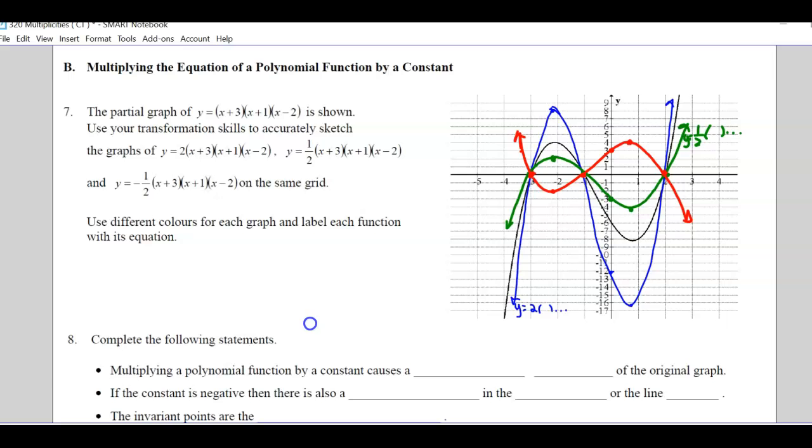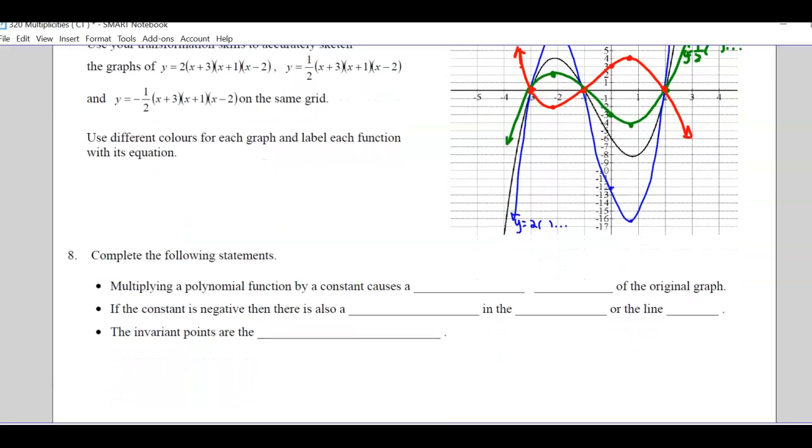Right, so complete the following statements. Multiplying a polynomial function by a constant causes a vertical stretch of the original graph. If the constant is negative, then there is also a reflection in the x-axis, or the line y equals 0, and the invariant points are the x-intercepts.